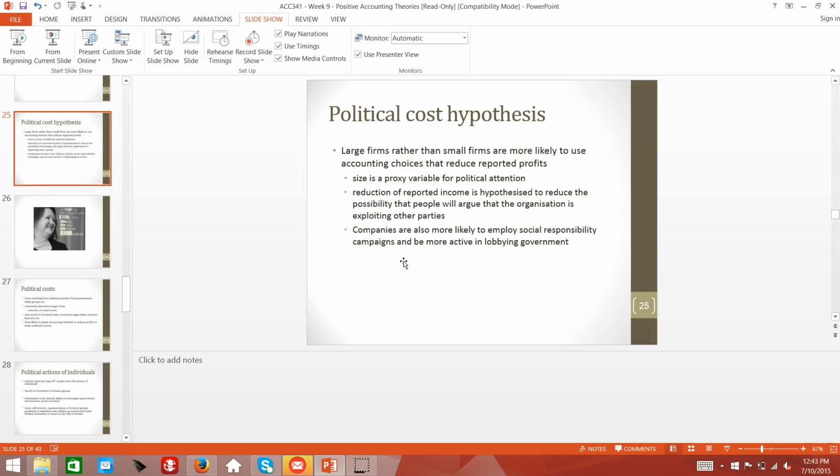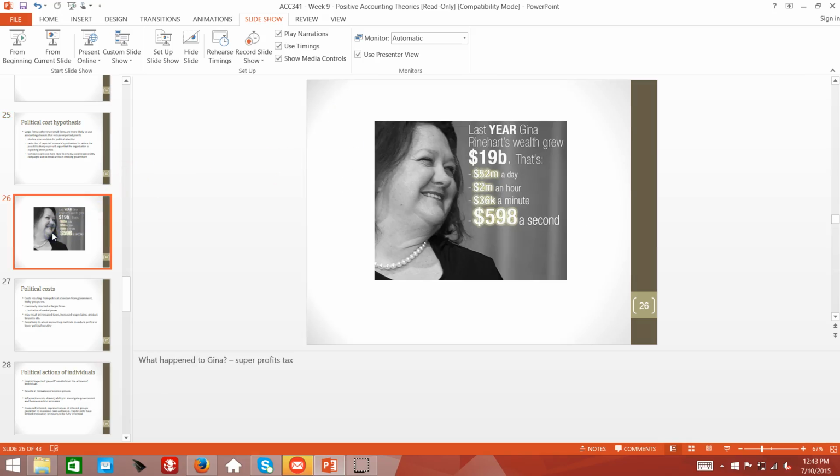What's our next one? The political cost hypothesis. What does political cost hypothesis come into? What's the main thing that sits beside that? Size is a proxy variable for political attention. What does this mean? People look at really big things, don't they? If someone's making a lot of money, they're more likely to attract political attention.